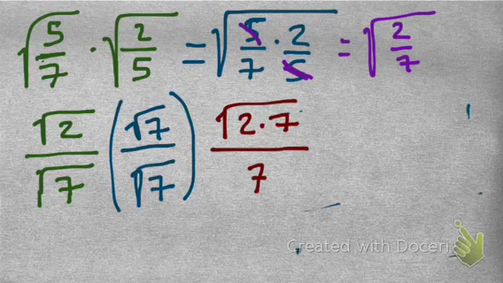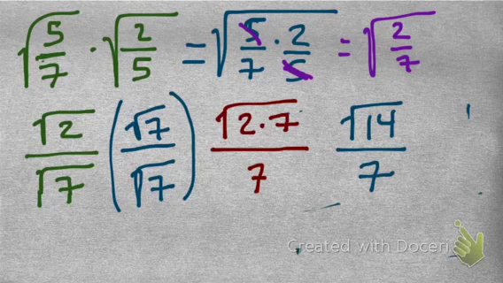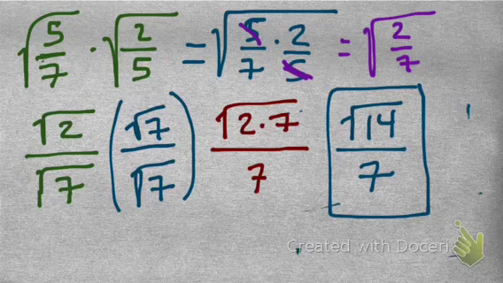I just need to clean up my numerator. 2 and 7, there aren't any pairs, so I'm stuck with both of those inside, and then I can multiply them together and write them as 14 to make it clean. And that would be my final answer. Square root of 14 over 7. I don't have a radical in the bottom, and I don't have any pairs that I can pull out from inside the radical on top to make it simpler, so that's simplified.